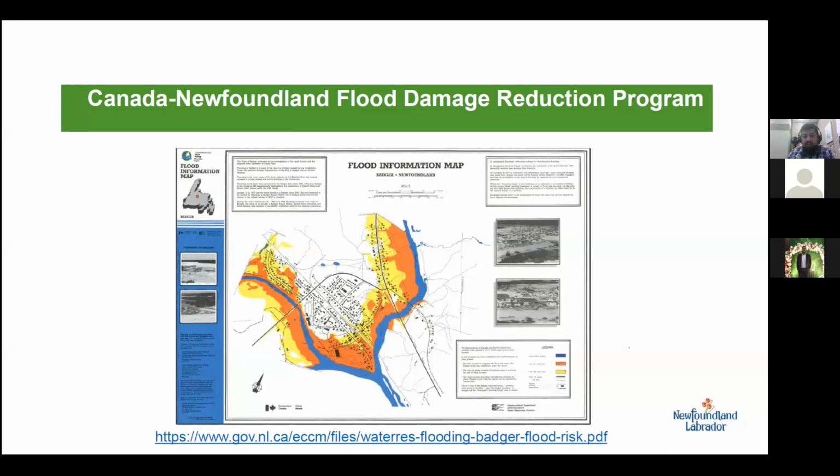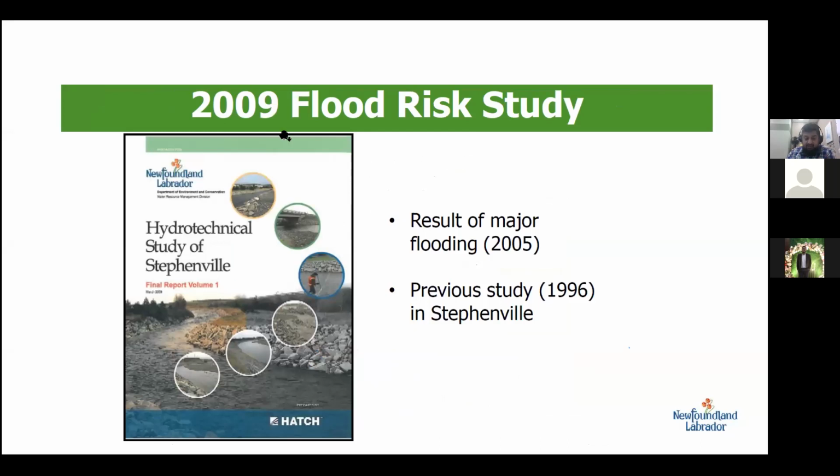And a lot of studies were done. In Newfoundland, around 37, 38 areas were mapped under this program in the 80s and 90s. But this program came to an end in 1996. After that, we didn't do any flood risk mapping, though the floods continued. In fact, they got more and more frequent, but we didn't do any mapping until 2008.